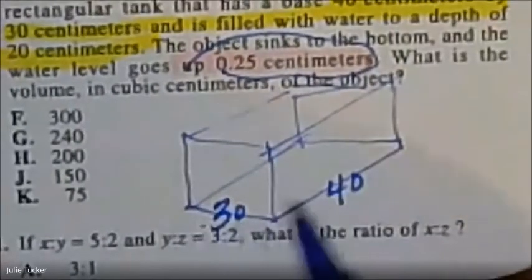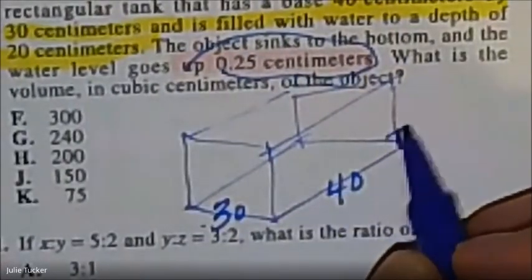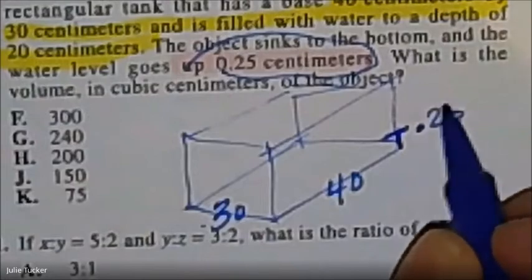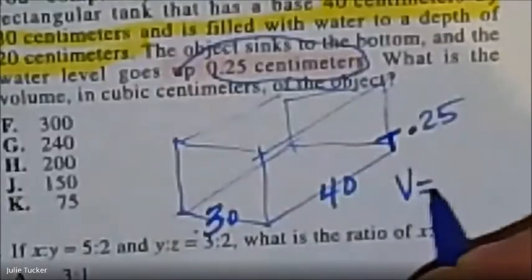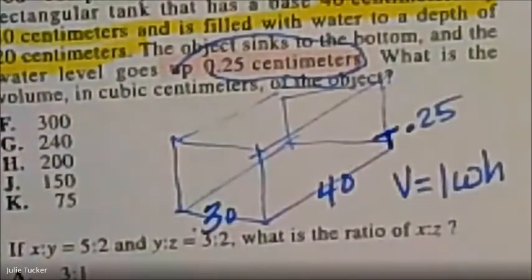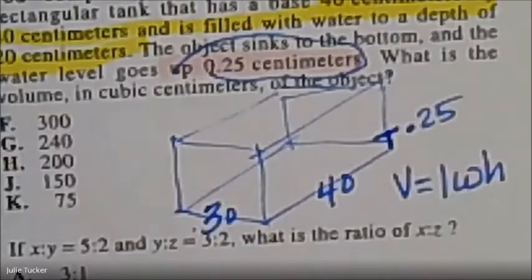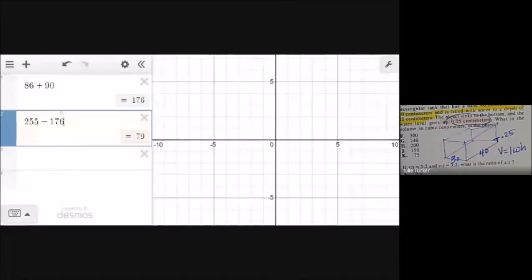So if we can do 30 by 40 by 0.25 high, we'll get the answer. So you just need to do volume equals length times width times height. So we'll multiply all three of those numbers together. Let's go to decimal. 30 by 40 by 0.25. I think the answer is going to be 300, but let's double check.